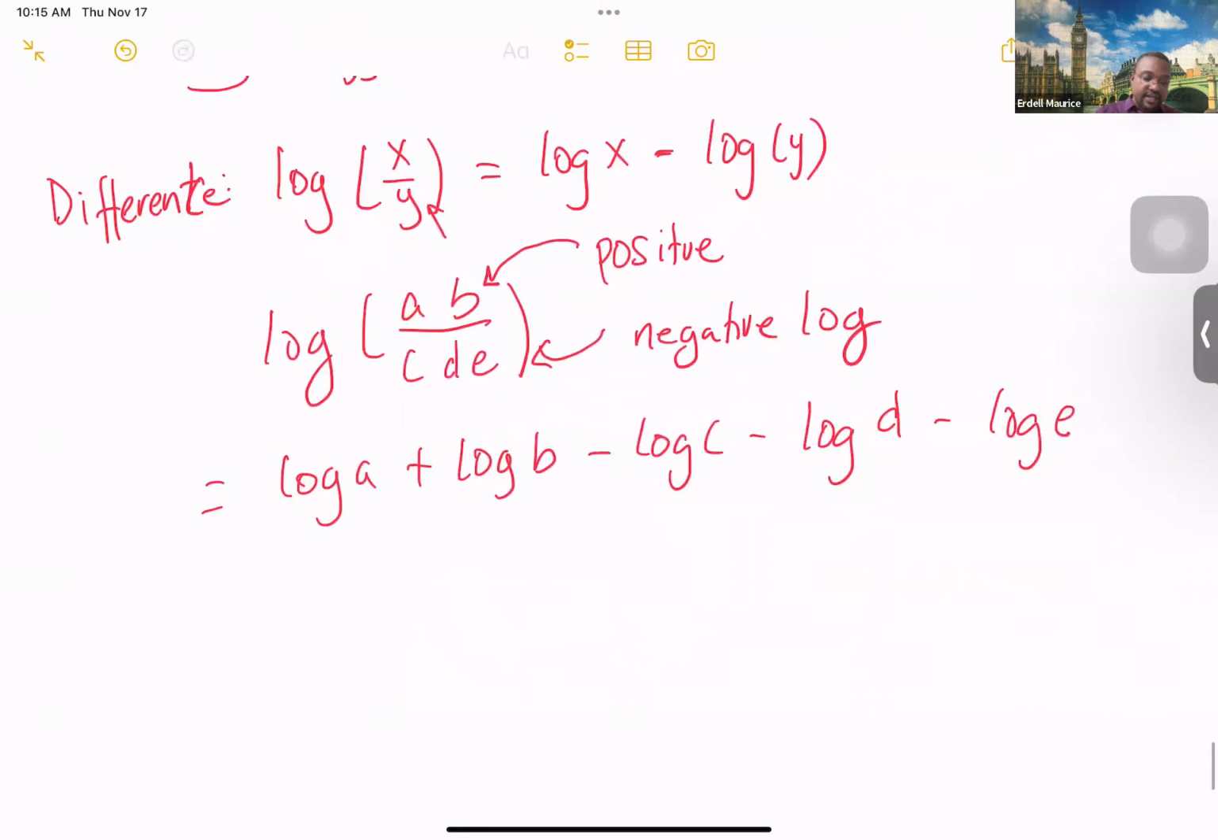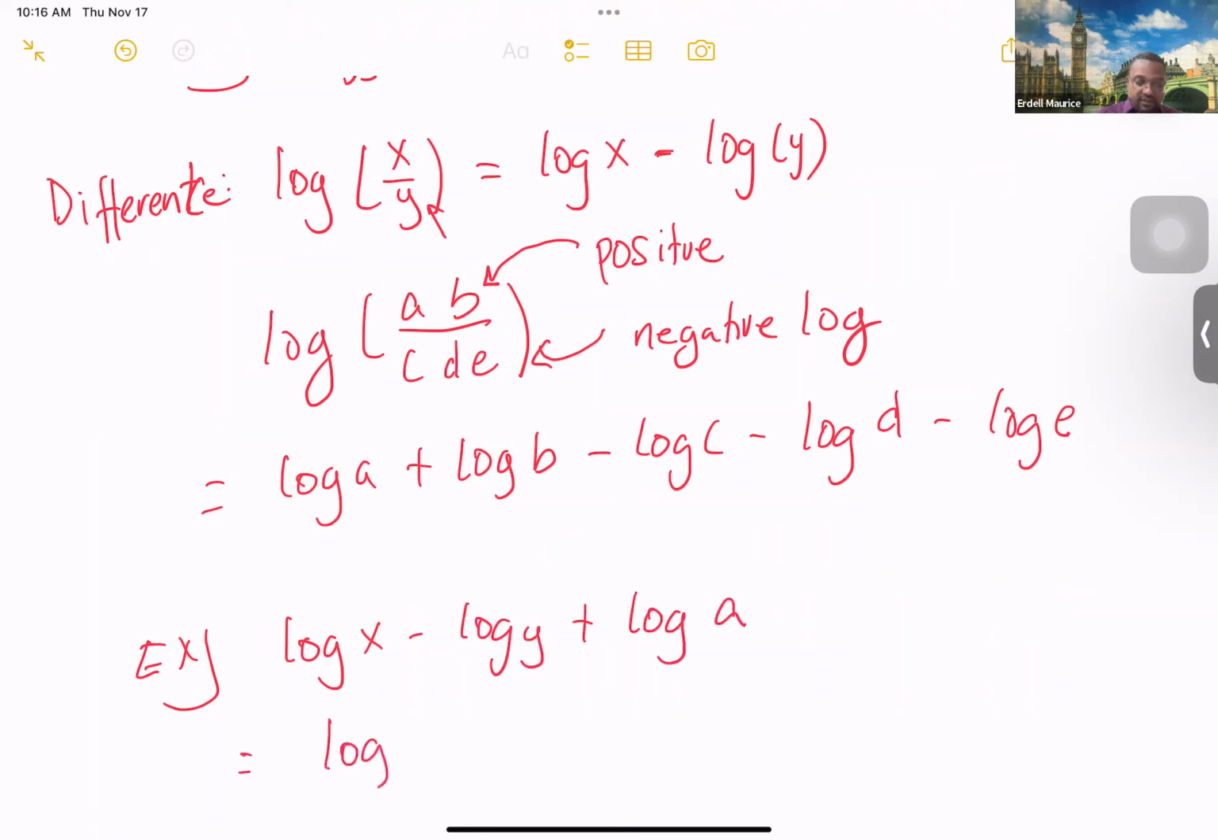And so, again, let's do it in reverse. If I have log of x minus log of y plus log of a, this is going to be log of xa over y. The negative log ends up in the denominator. Questions there?